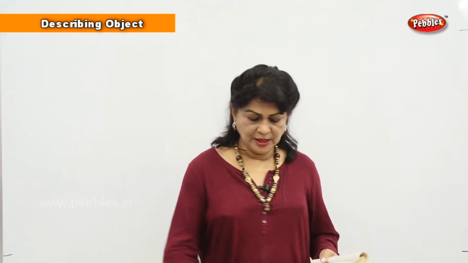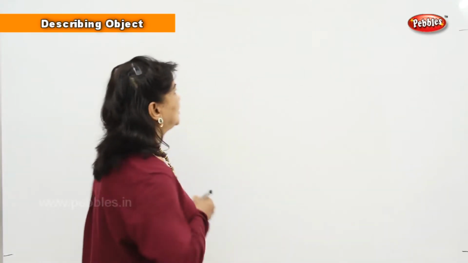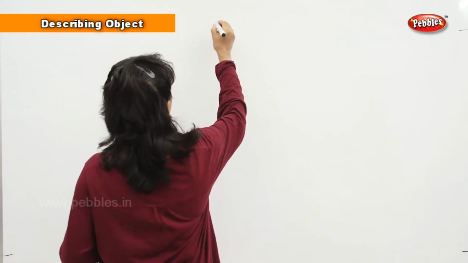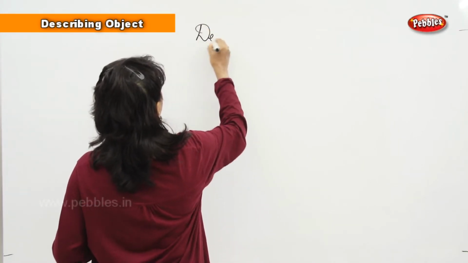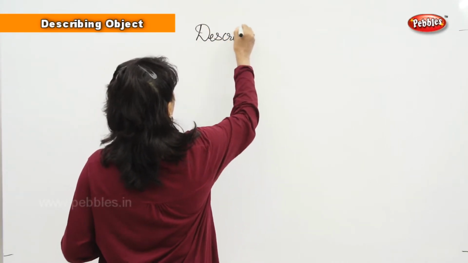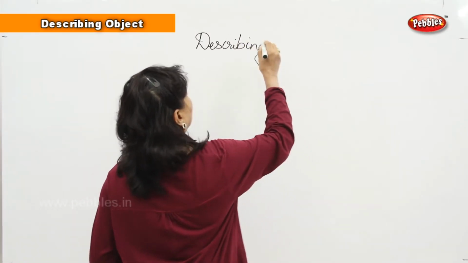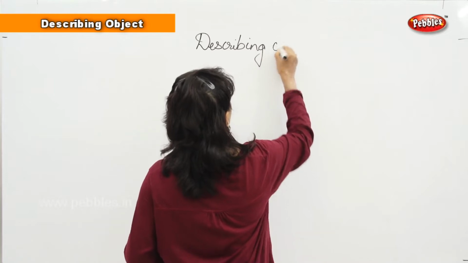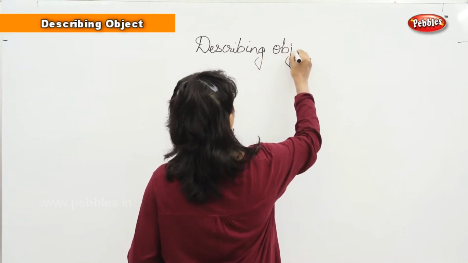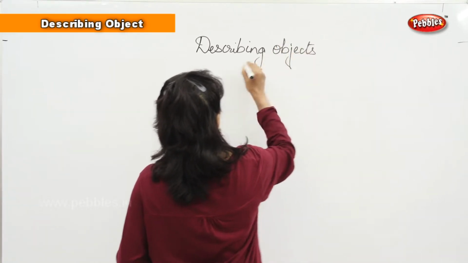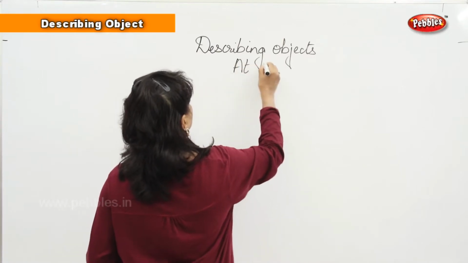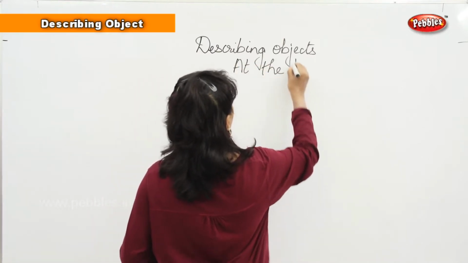At the police station, this is describing objects. We have been doing describing people and clothes, and now we are going to do describing objects. And here, at the police station.